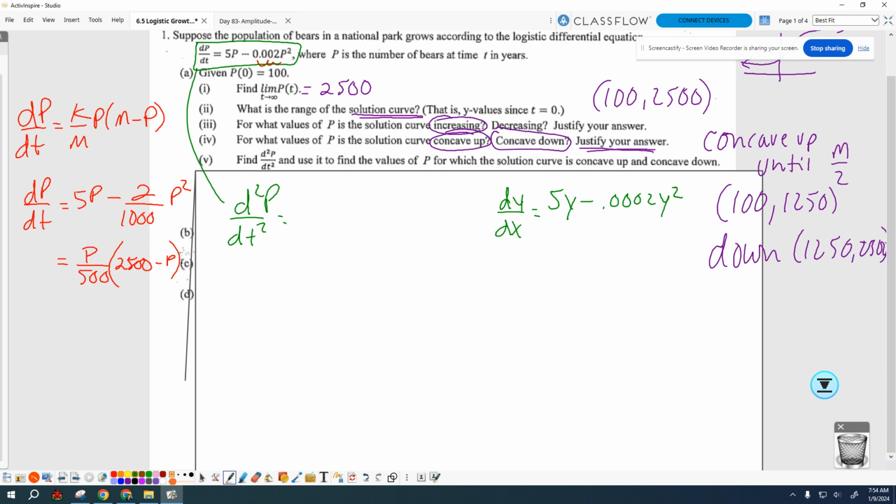Just rewriting it so that you see why it's implicit differentiation. Instead of dP/dt, change your population with time, and make it dy/dx. What's the derivative of 5y with respect to x?